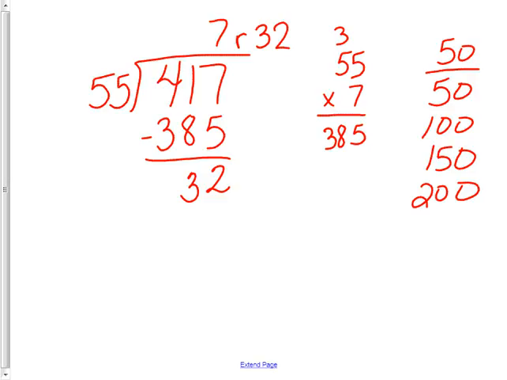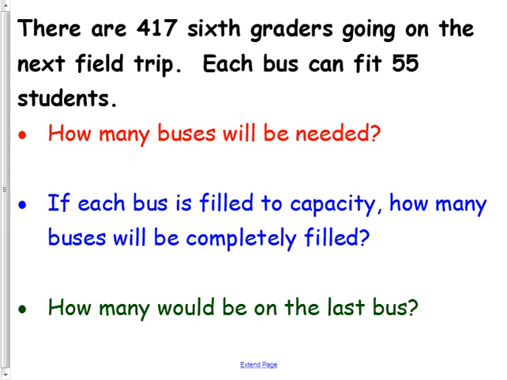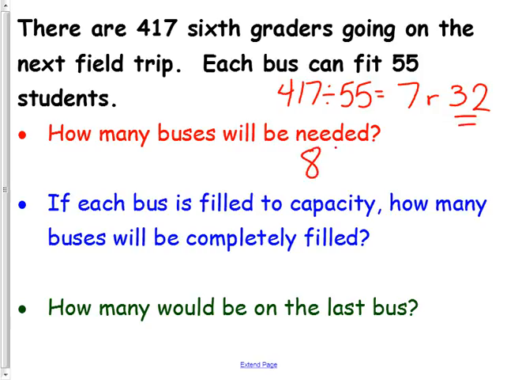Now, let's talk about what we're going to do with that and what that actually means. Going back to our questions, we found that 417 divided by 55 was 7 remainder 32. So if we think about that, how many buses will we need? Well, we have 7 groups of 55, but we still had some more students left. There were 32 still left. So we actually need 8 buses.